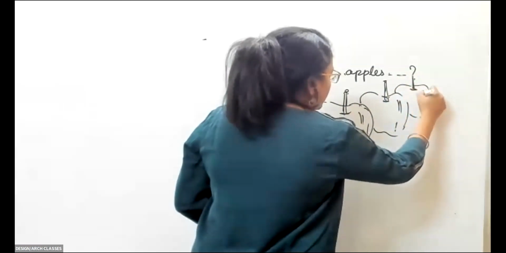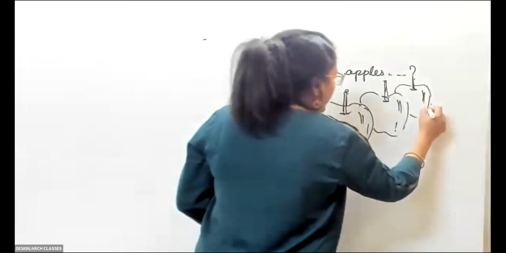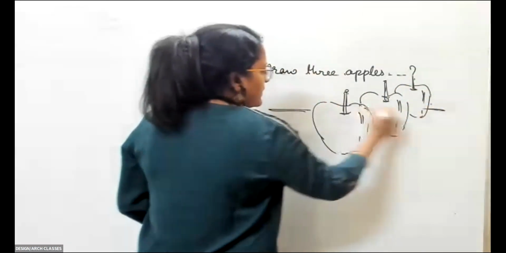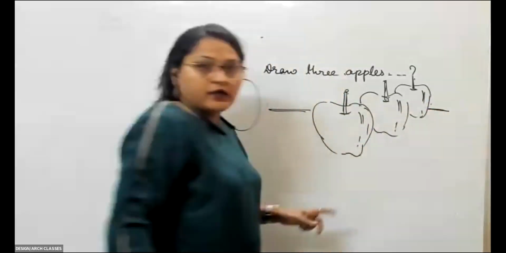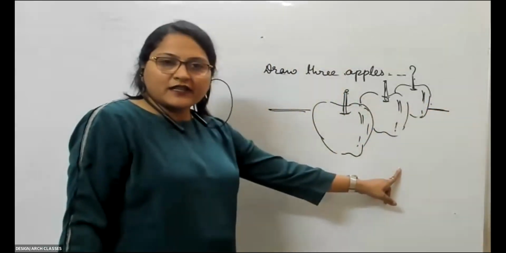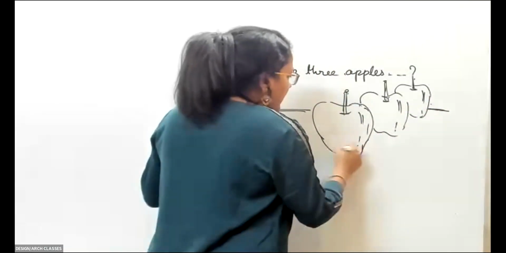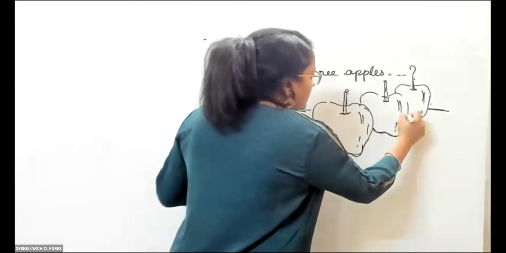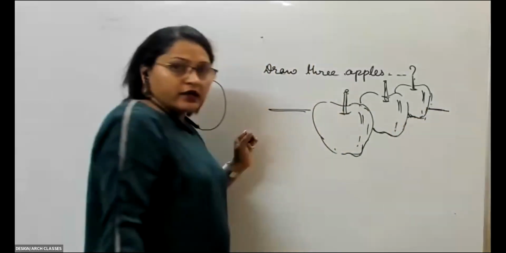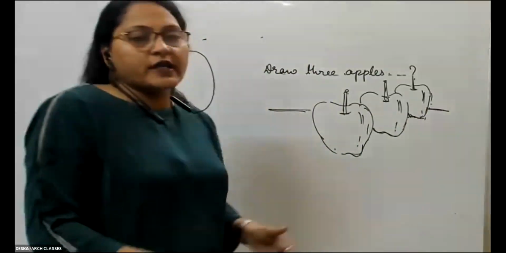Now if I draw this, what will you say? How will you interpret it? Are these 3 apples of 3 different sizes? Tell me class. No, ma'am. No. So what kind of illusion are you getting? How will you explain this? One is in the front and they are in a row, so they are looking smaller.